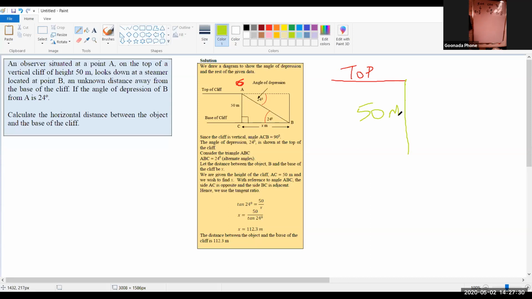He's looking down at point B, and the angle of depression is 24. This is point A here, right? So he's looking down at B. This is point B here, right? And it's saying that this is 24 degrees from the base here. Everybody understand how I get that, right?